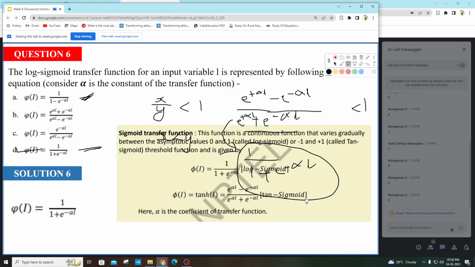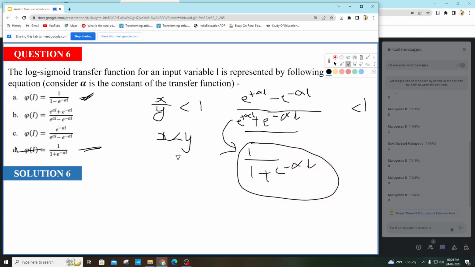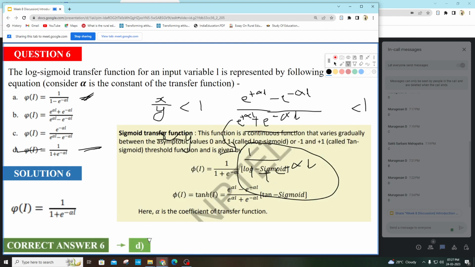Is this clear, whatever I have told? Why have I told this? Because you should always remember the tan sigmoid function, and from the tan sigmoid function you can basically remember the log sigmoid function. The tan sigmoid function is always less than 1, which means your denominator must be heavier than your numerator. So the plus sign will be in the denominator and the minus sign will be in the numerator. This is how you can memorize it. So D is the right answer.